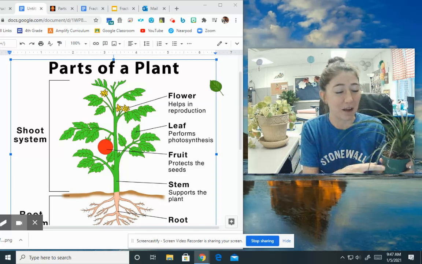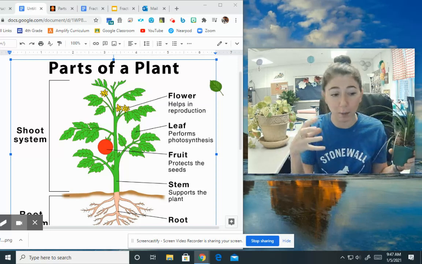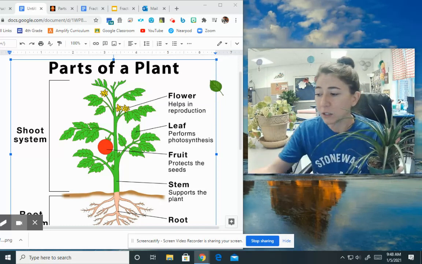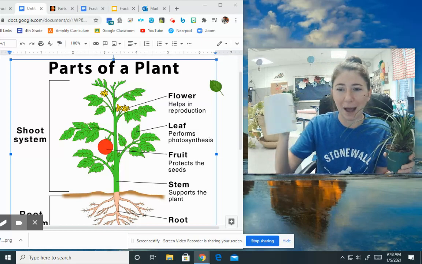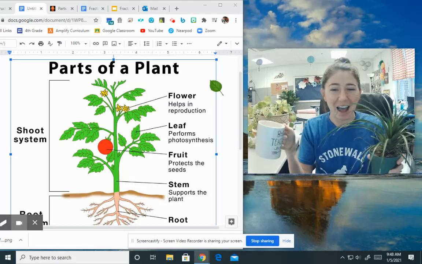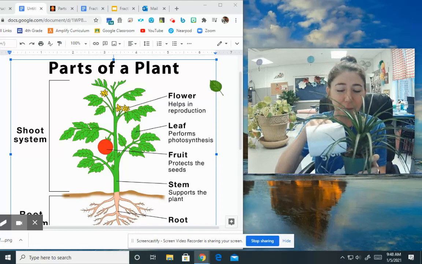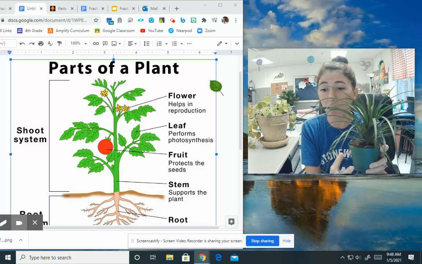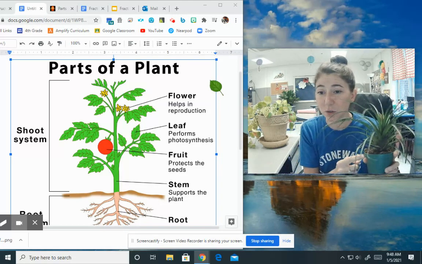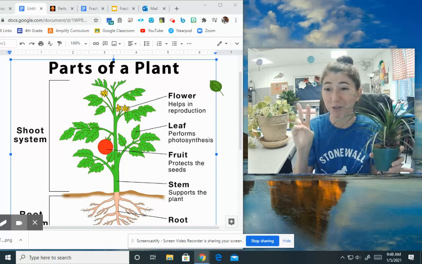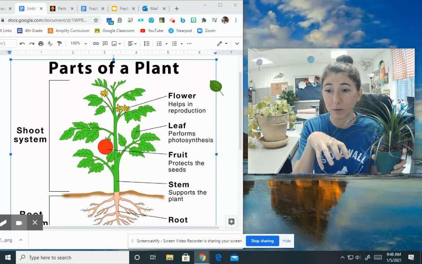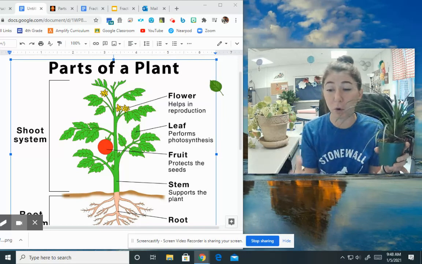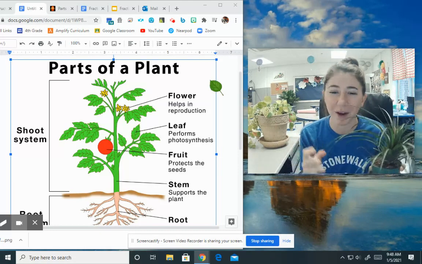Another function of the roots is for them to absorb all of the nutrients from the soil and the water. So if I've got my water here, in my best teacher ever mug, and I pour it into the plant, the roots are going to absorb all that water and the nutrients in the soil. So the roots have two functions: to anchor the plant to the ground, or the pot here, and to absorb all of the nutrients from the soil and the water.